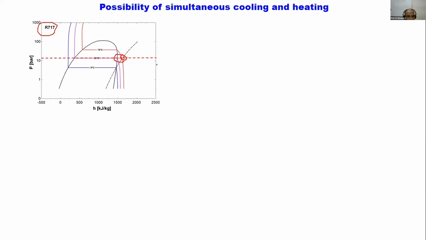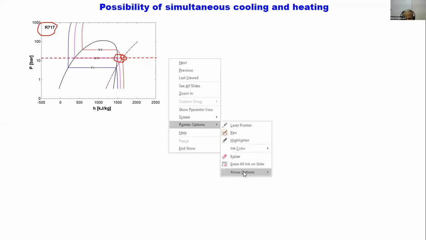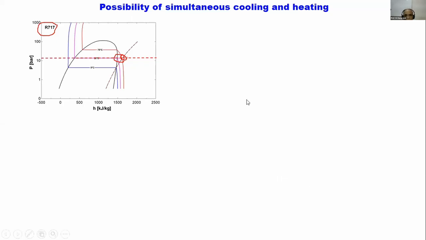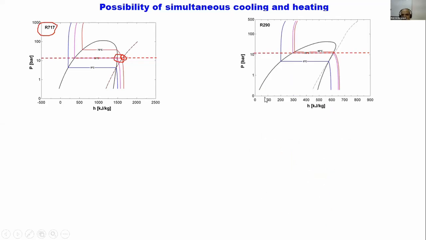So if you are thinking of using an ammonia system for both simultaneous heating and cooling, you may have a sufficient amount of refrigeration, but you are getting very little heating at the required temperature. If you go for, for example, some other refrigerant like R290, you can see that here the situation is even worse. That means the discharge temperature is much less compared to ammonia. You are getting hardly 40-degree discharge temperature, so you cannot heat milk with this kind of temperatures.